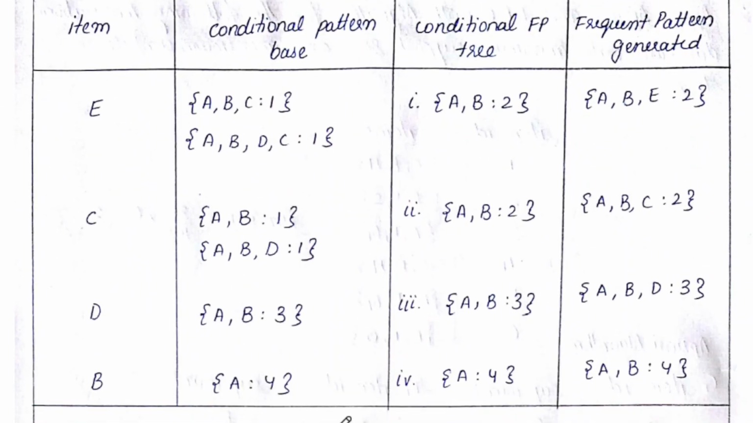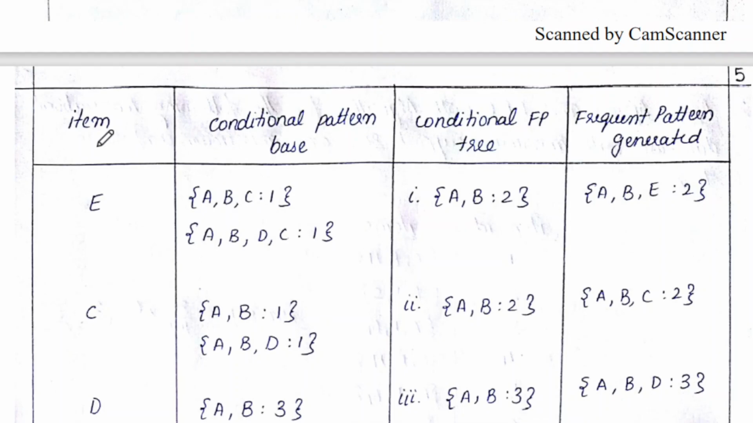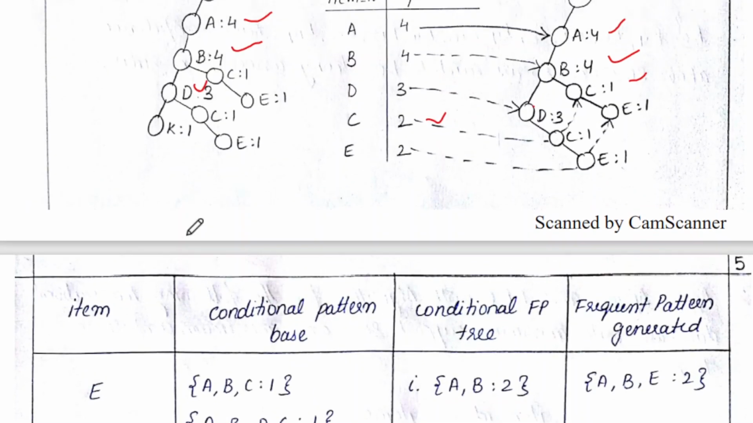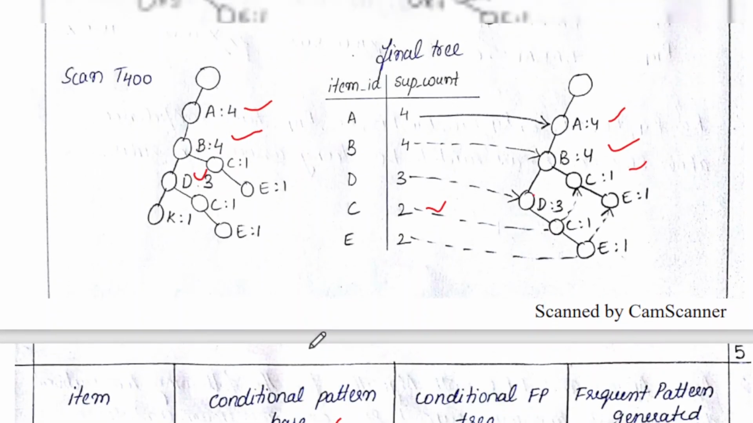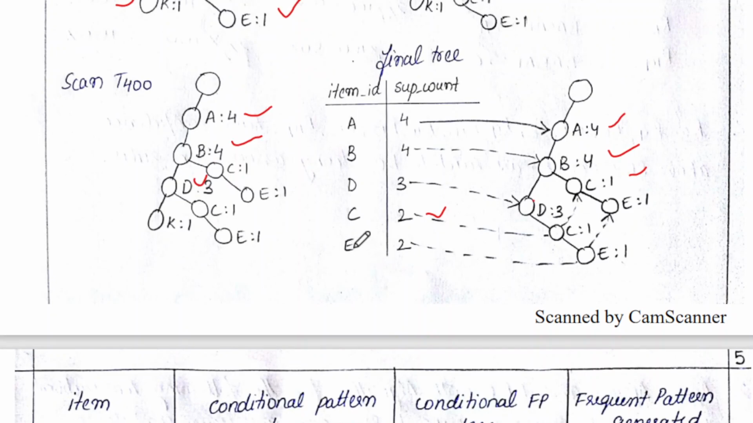And next, for the item E, now we have to generate the frequent patterns. First I will write the conditional pattern base. What I will do is take these items and write them from the bottom to the top. So first I will write E, and then C, D and B.